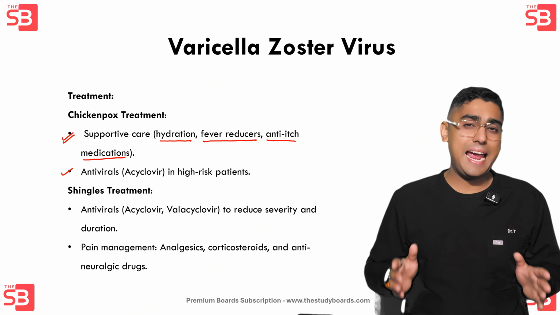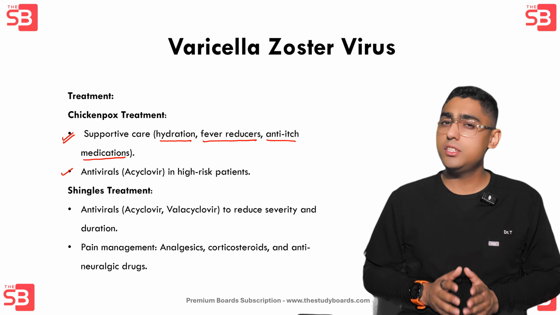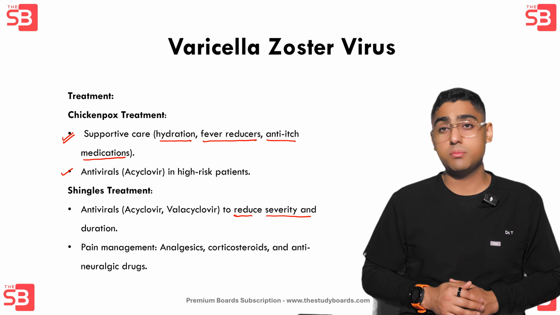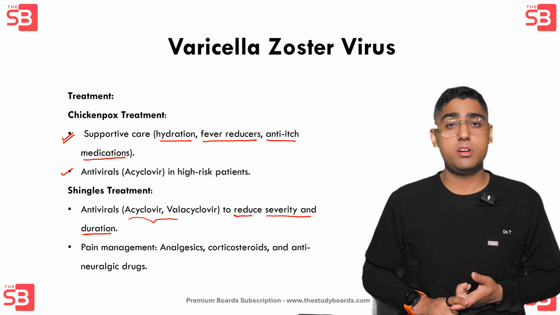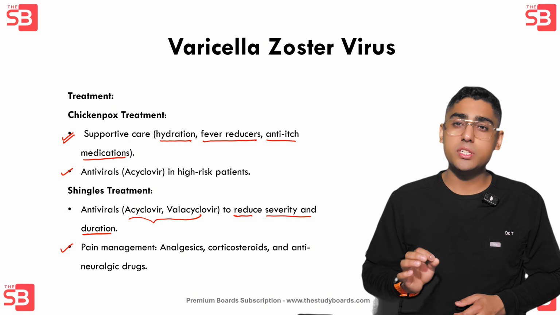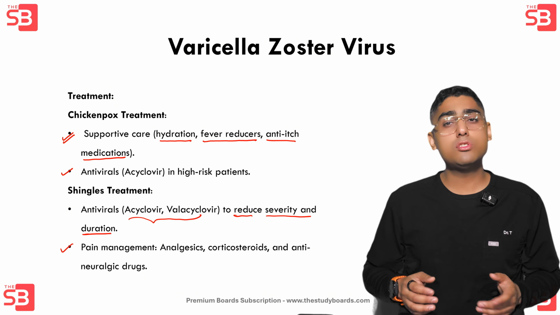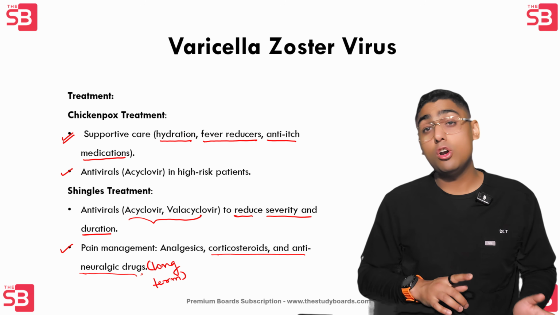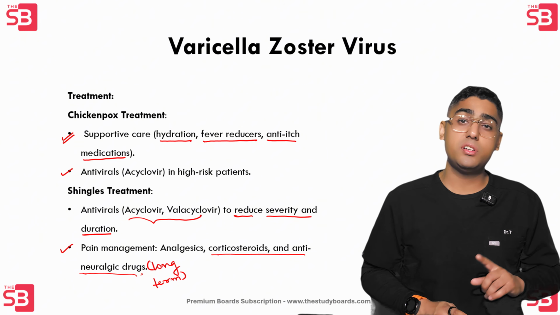Now, for shingles, antiviral treatment is essential to shorten the duration of infection and reduce the severity of symptoms. Acyclovir or valacyclovir are often used, and pain management is key to reducing discomfort. In some cases, corticosteroids and anti-neuralgic medications are used to prevent long-term pain after the infection clears.